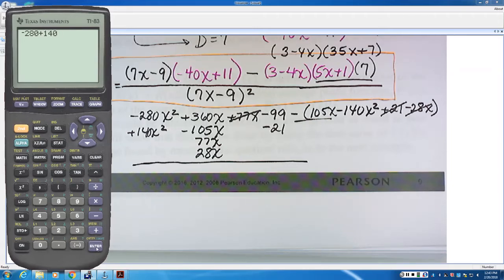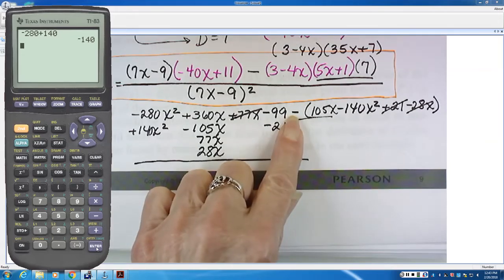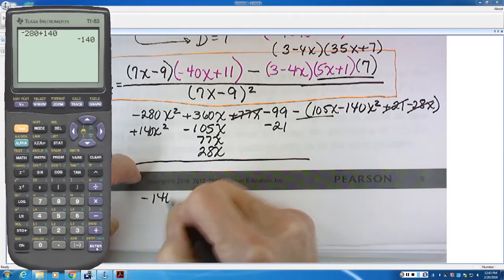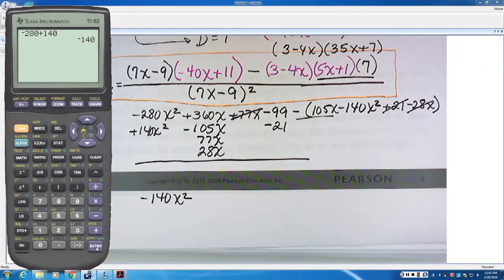Got 21 under the 99 there, should we add that? No, because you're subtracting a positive. Okay? Yeah. Change all your signs. So that's going to be negative 140x squared. And then I've got 360, oops, 360 minus 105 plus 77 plus 28. So that's going to be 360x.